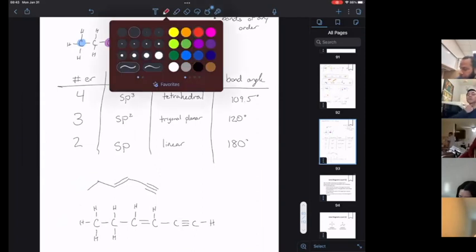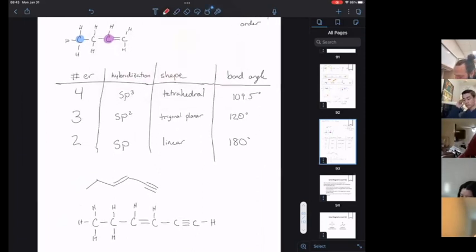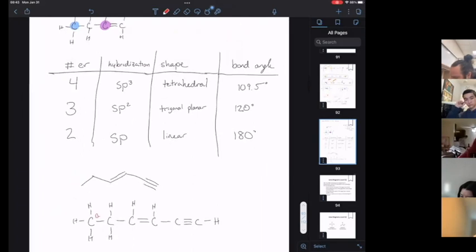Okay, and given what we just learned, tell me what the hybridization on carbons A, B, and C are. Right? What's the shape of those molecules, or those carbons?